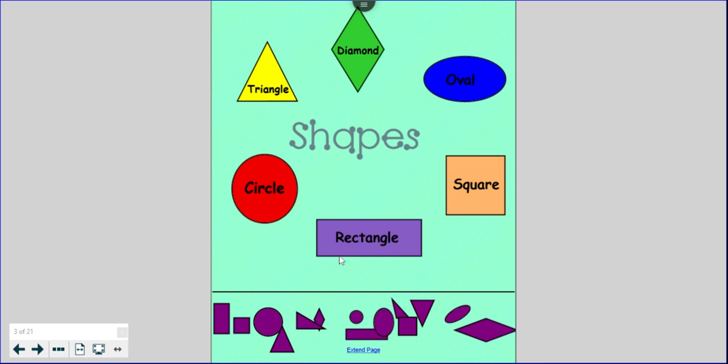I hope you told someone in your house that a rectangle has 1, 2, 3, 4 sides, 1, 2, 3, 4 pointy corners, or maybe you told them that it has straight lines. Awesome.